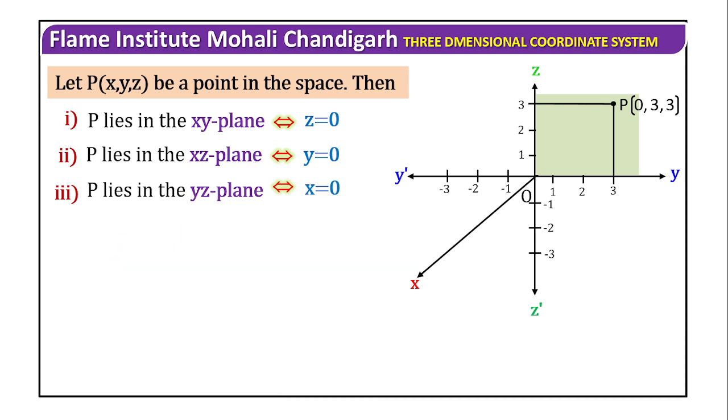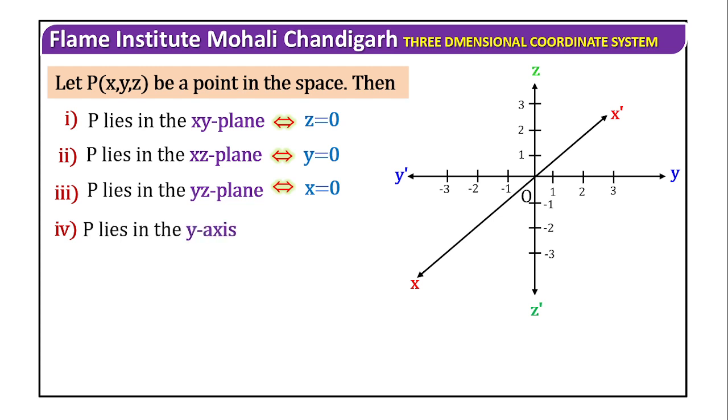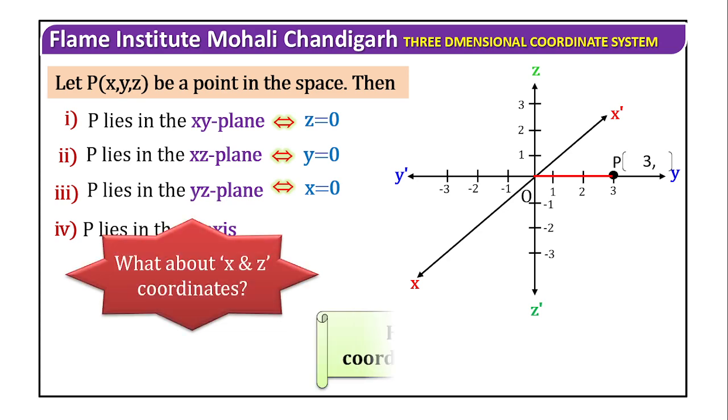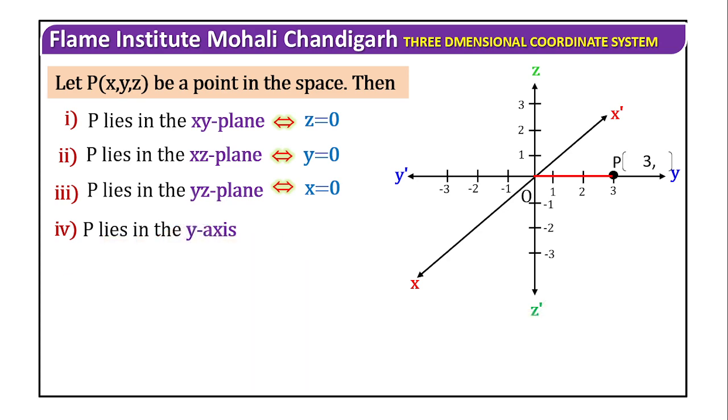So we repeat: if P lies in the xy plane, then z equals 0. If P lies in the xz plane, then y equals 0. And if P lies in the yz plane, then x is also 0. Now let's take another case: if P lies on the y-axis, then x is equal to 0 and z is equal to 0. There is only the point 3.